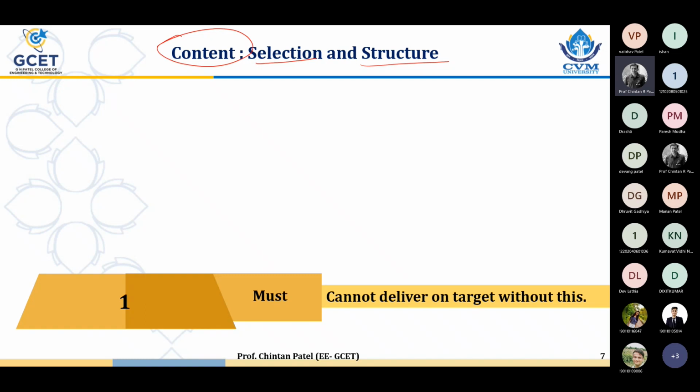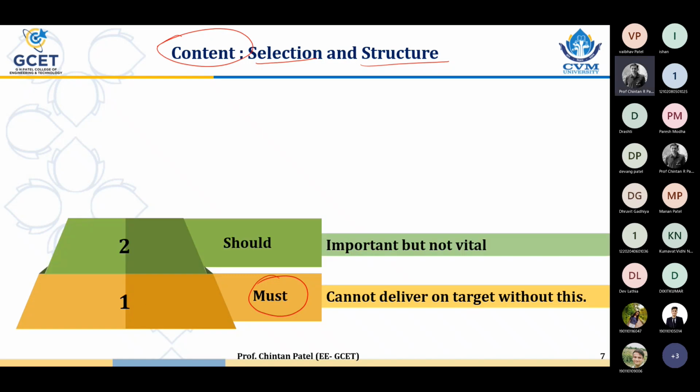If someone is talking about some production mechanism or electric vehicles, then you have to add diagrams, advantages, disadvantages, working mechanism of that electric vehicles. So the first type of content is must. So you cannot deliver on target without this content. So must, you decide. Out of all those contents, you have decided which part is the must one.